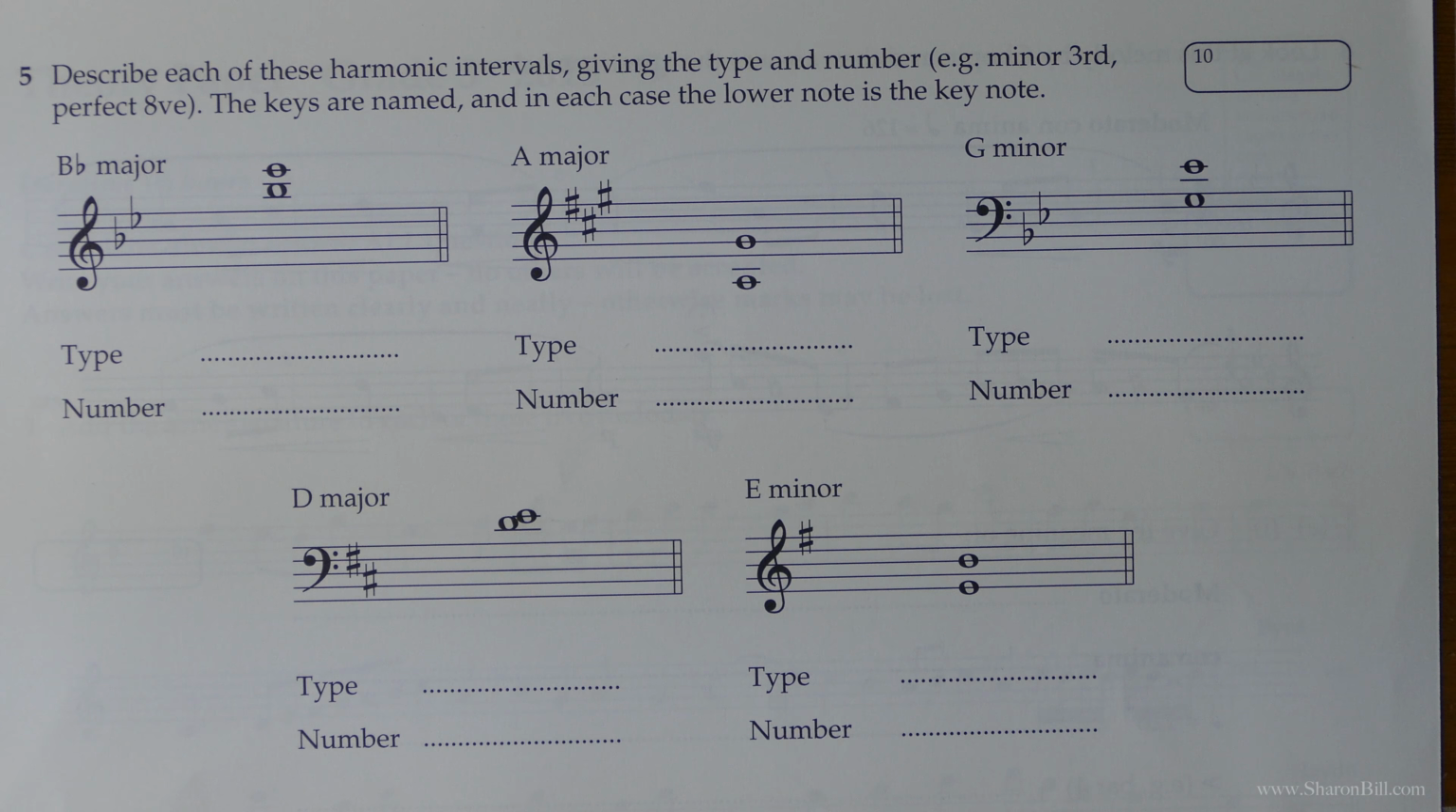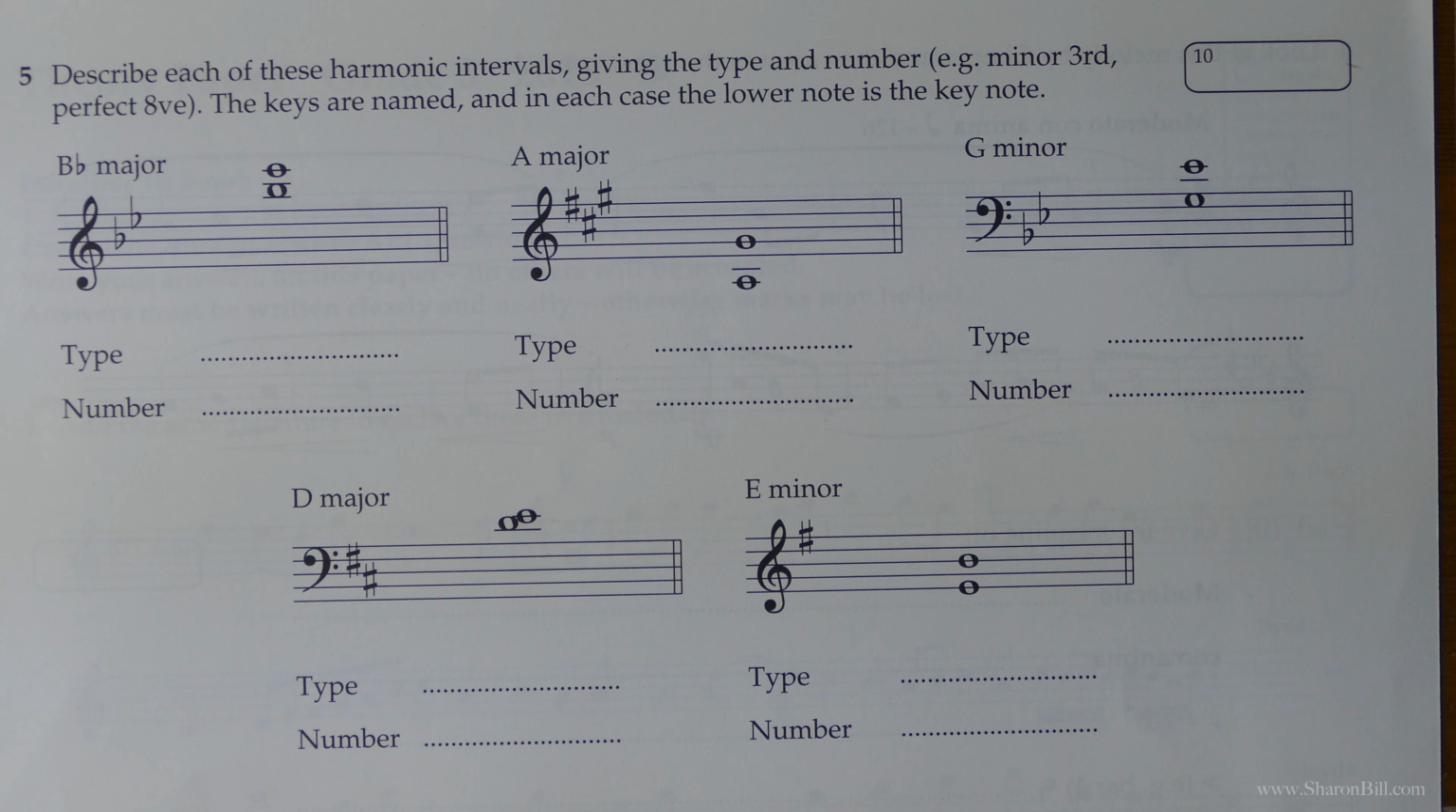Now we've got two aspects to answer here. We need to give the number of the interval, and we also need to describe it accurately, giving the type. So we need to say major, minor or perfect. Just giving the number will give you half marks, and then the rest of the marks are given by describing that interval fully.